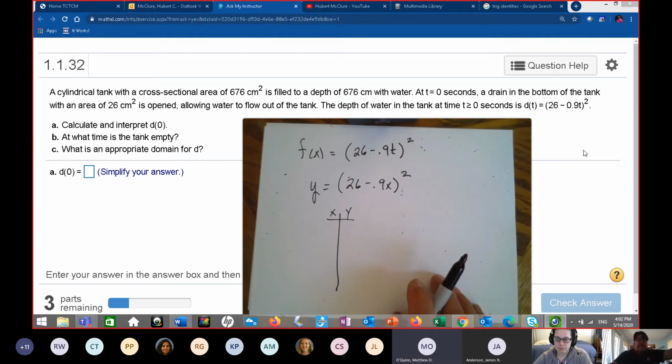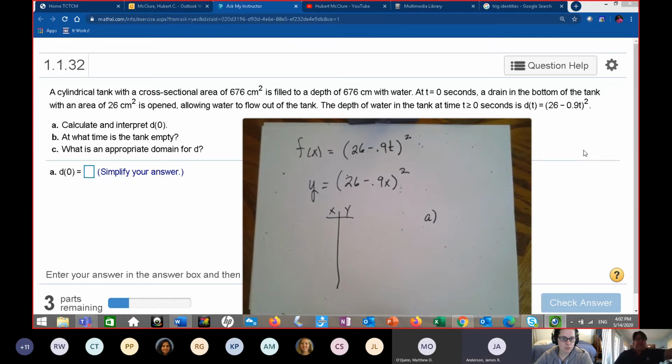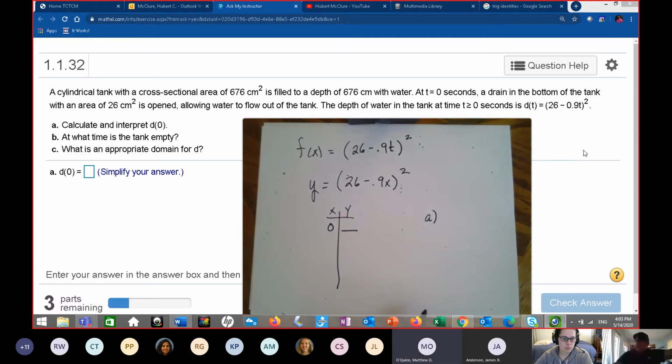And they're asking you A. What does A say? Don't put your pinky up. What does A say? Y is equal to 0. Or no, x is equal to 0. Is it y is equal to 0 or x is equal to 0? X is equal to 0. So if x is equal to 0, what are they asking for? Y. 26 squared. So do it.